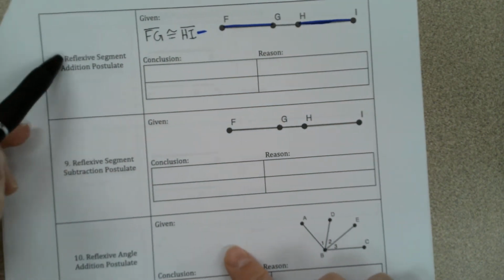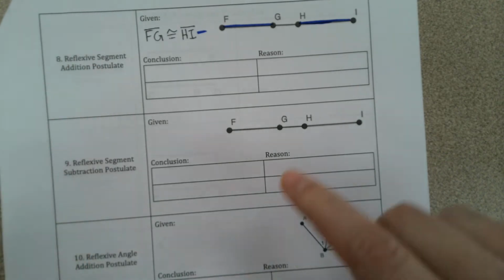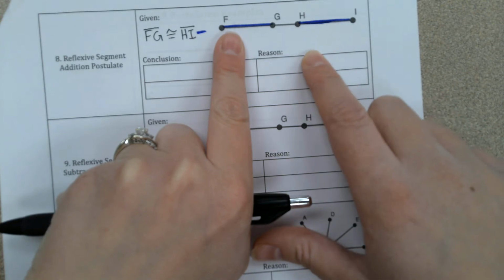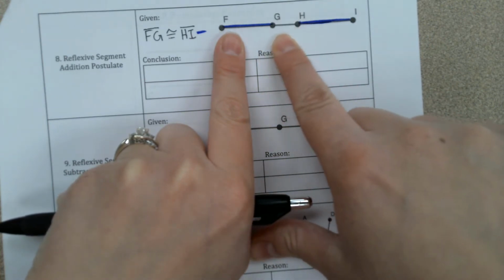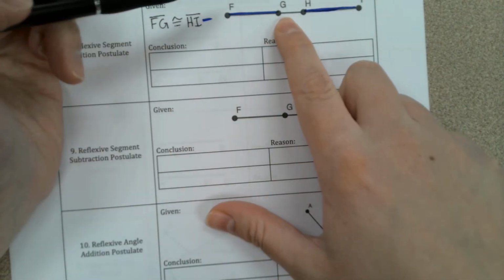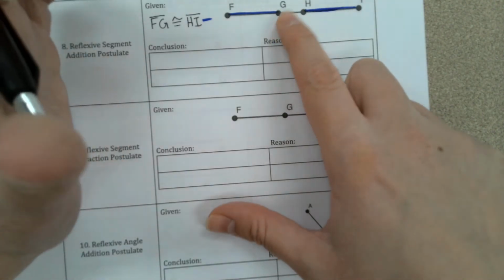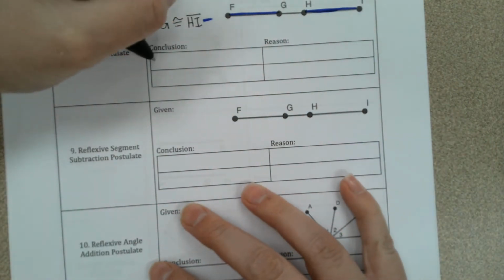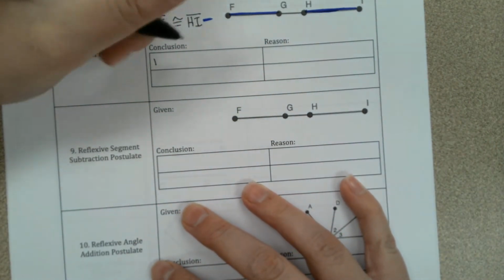Now, for the reflexive, this is what you're looking for. When I've got these 2 segments, you're looking for, do I have a segment in between? The segment in between is GH. So since I got the segment in between the 2, I'm going to go ahead and point out that it's the same segment between both. This is one of those things that you have to see it first.